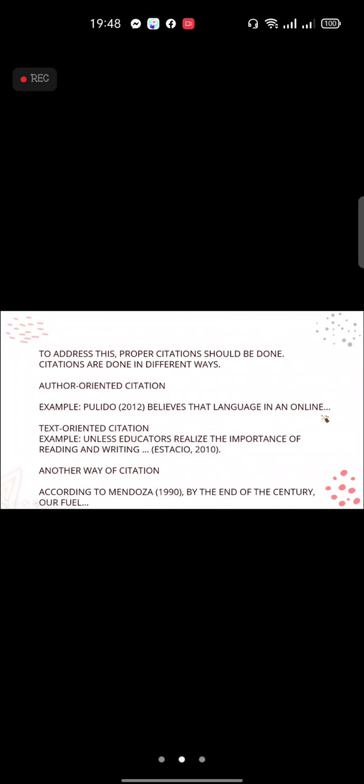By the way, class, wag niyong gayahin itong format ng text na to na all caps lock. Dapat sentence case kayo. Capital letter, small letter lahat, then period, unless proper nouns sila. Okay, so the other one is text-oriented. Kapag text-oriented, mauna muna ang text. Okay, dito sa author-oriented, mauna ang author. Pero dito sa text, mauna ang text. Nilagyan ko lang ng ellipsis, kaya ayoko na mag-type.